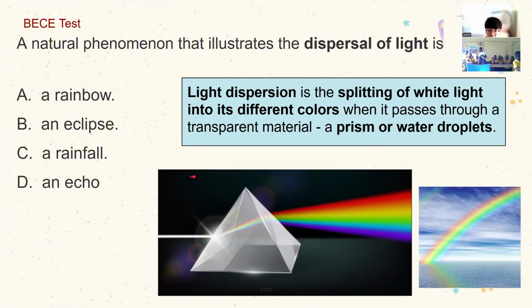Yeah, great job. The answer is A. It's a rainbow. So remember that light dispersion is the splitting of white light into different colors when it passes through a transparent medium. In the case of a rainbow, the light is passing through the water droplets. When it passes through a water droplet, the light disperses into its unique colors. So that's why you form a rainbow after it rains.